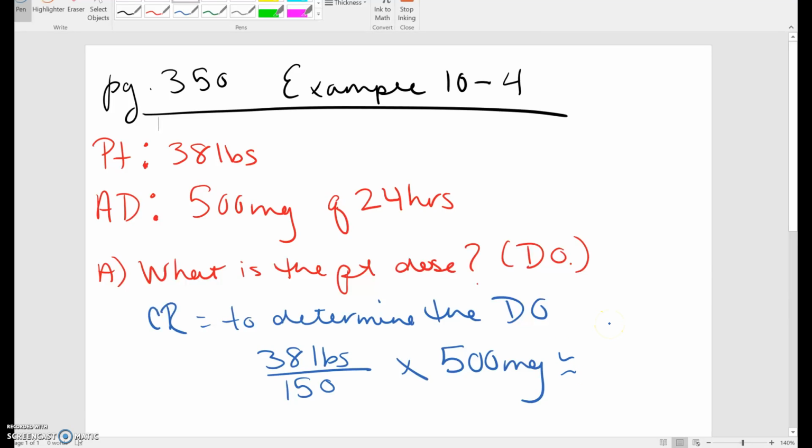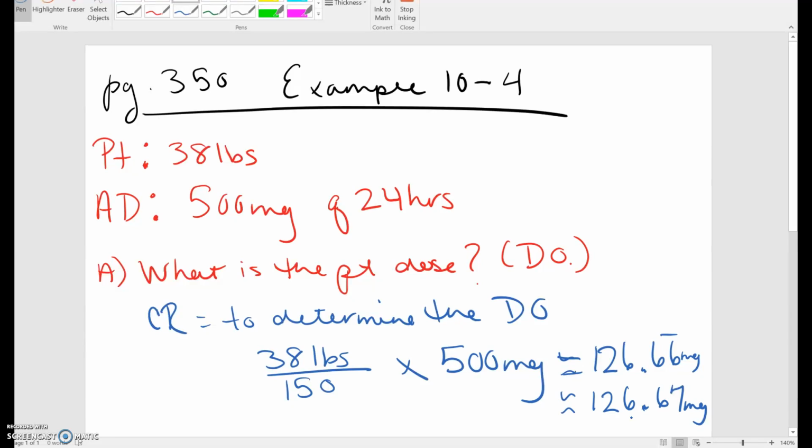So, of course, you're going to round this off to the 100th place. If you take 38 divided by 150 times 500, you get 126.66 repeating milligrams. I'm going to round that off to the 100th place of 126.67 milligrams. That's the dose ordered for this patient.